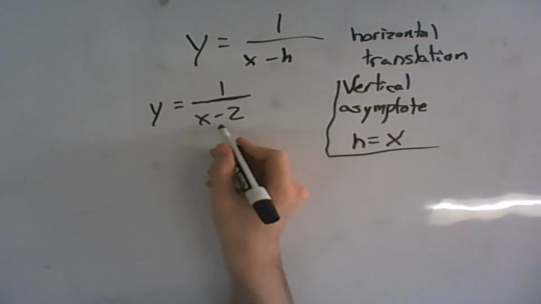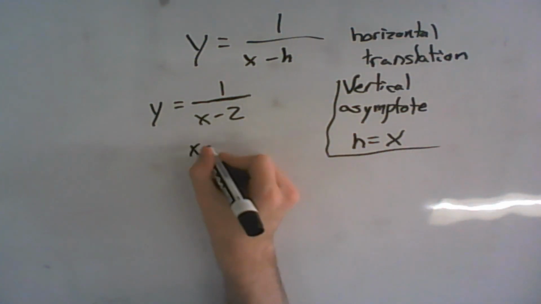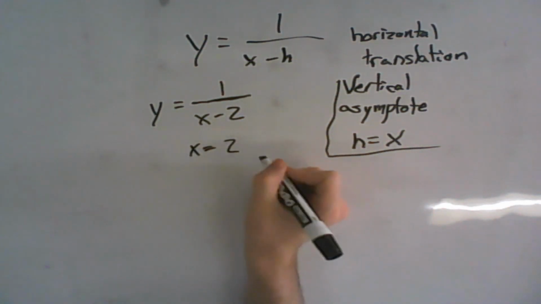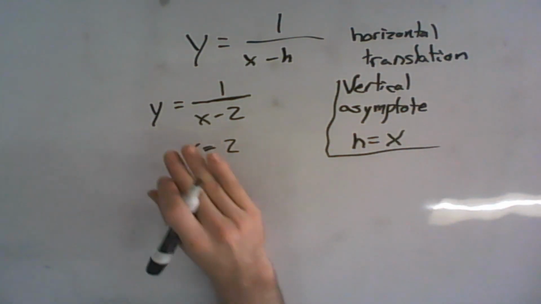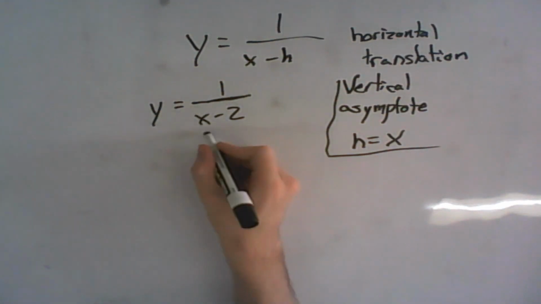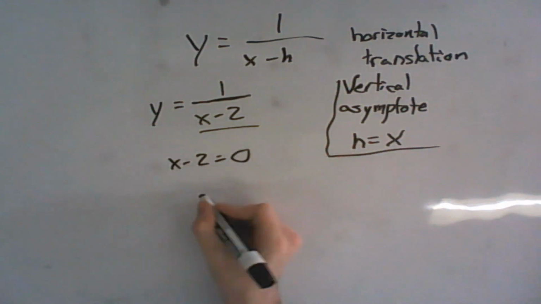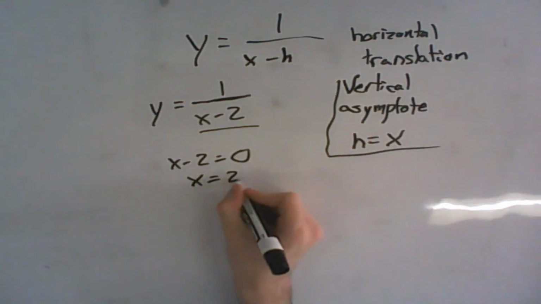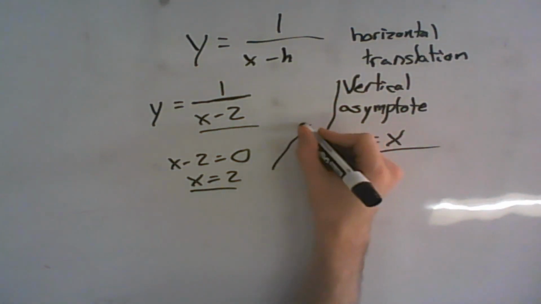So x minus 2. Our vertical asymptote here is x equals 2. Now how do you tell? The way we tell this is we set the denominator equal to 0. So x minus 2 equals 0. Then just solve for x, x equals 2. So this is our vertical asymptote right there.